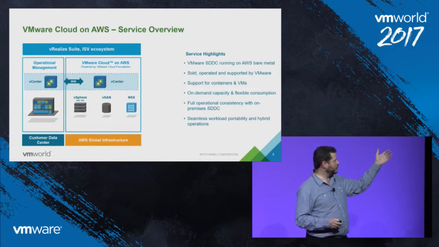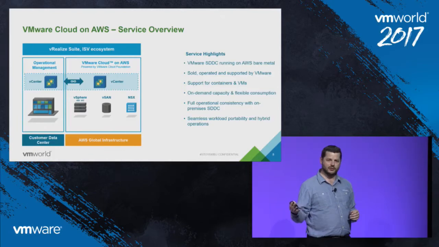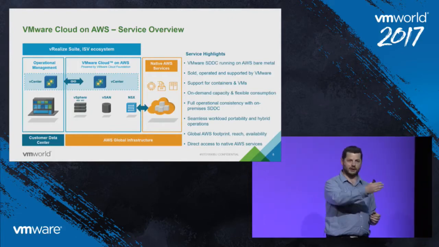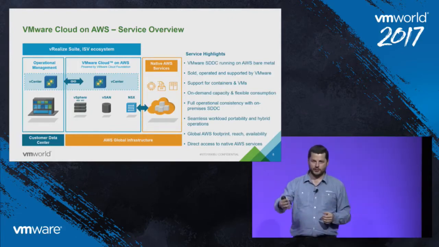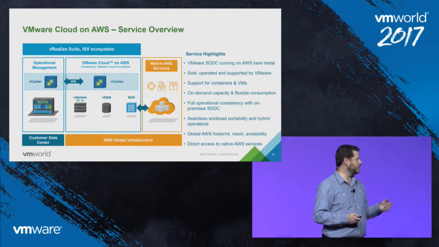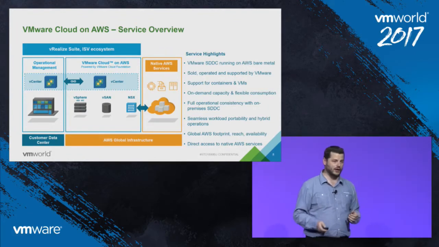But also some of the hybrid capabilities that we'll enable with VMware Cloud on AWS will allow you to move those workloads very easily back and forth between the two sites. And then, as I mentioned earlier, the ability to then reach out and be able to leverage some of those other capabilities that you can get from AWS as well within your VMware Cloud on AWS environment.